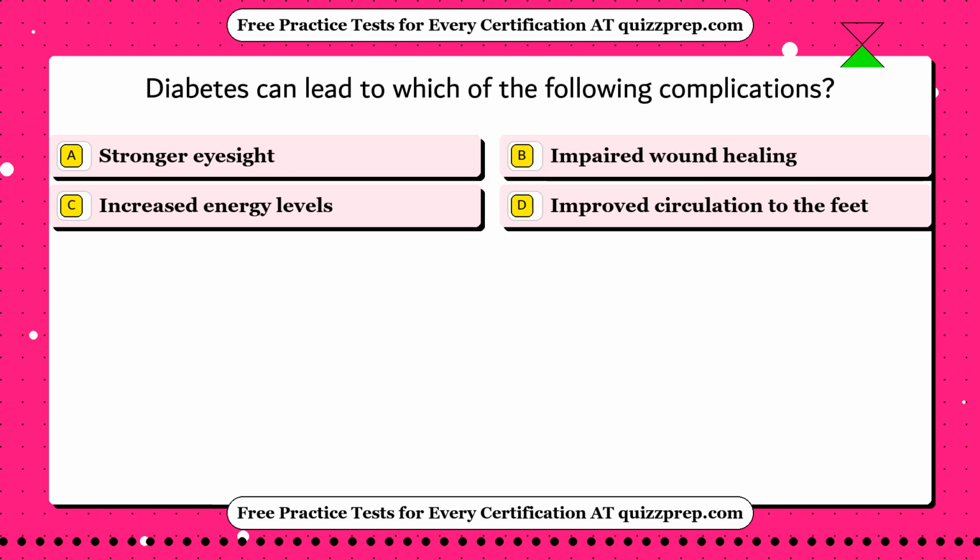Question 84. Diabetes can lead to which of the following complications? Option A. Stronger eyesight. Option B. Impaired wound healing. Option C. Increased energy levels. Option D. Improved circulation to the feet.